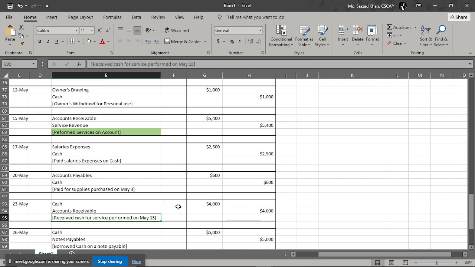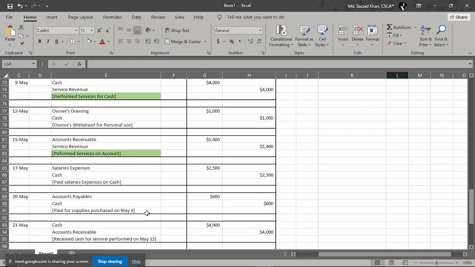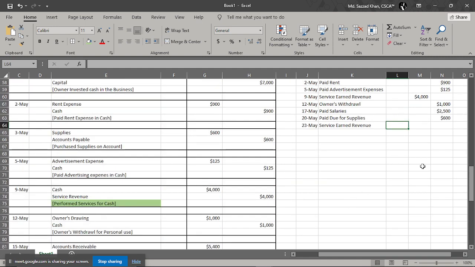So in the description, what should I write? Service earned revenue, right? What happened to the cash on 23rd? The 4,000 was debited.